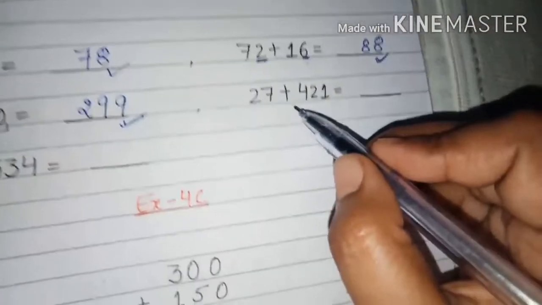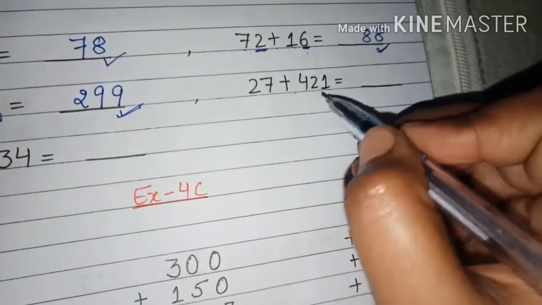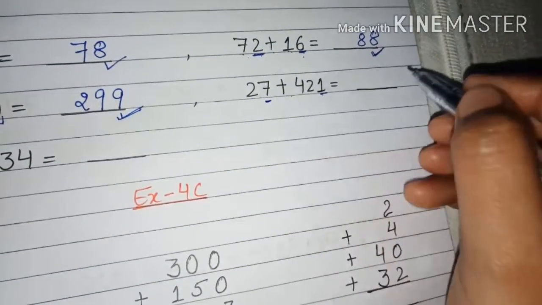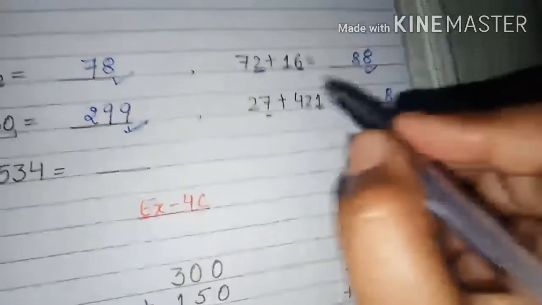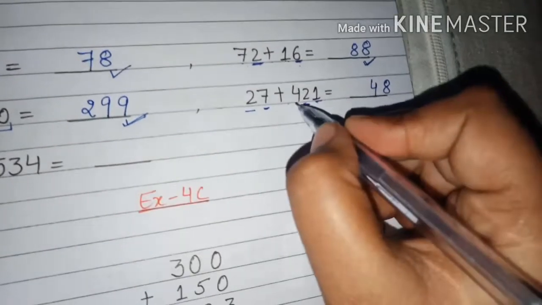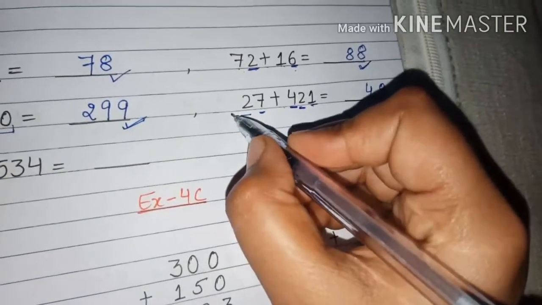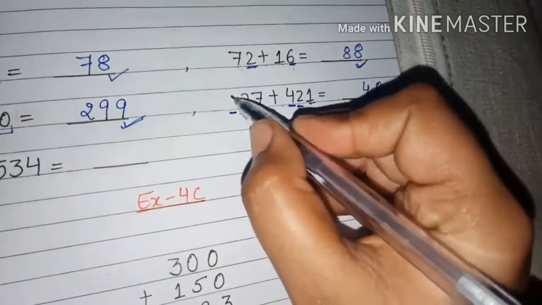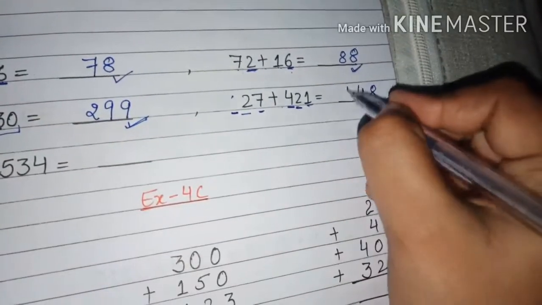Now for this question, 27 plus 421. The ones digits are 1 and 7, so 1 plus 7 is 8. In the tens digit you have 2 and 2, so that is 4. Now in the hundreds place you have 4 here, but no digit in the other number, so consider it as 0. 4 plus 0 is 4 only. You will get the right answer.